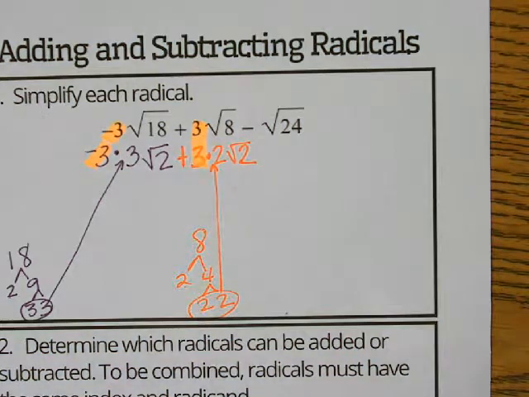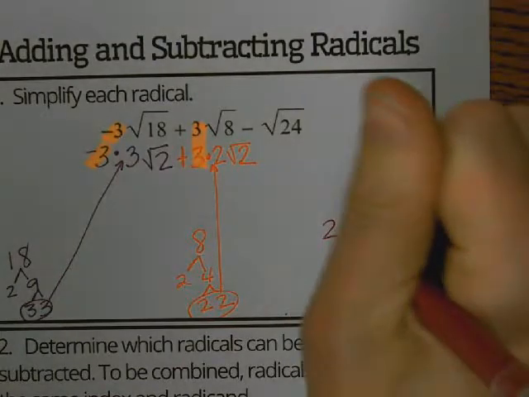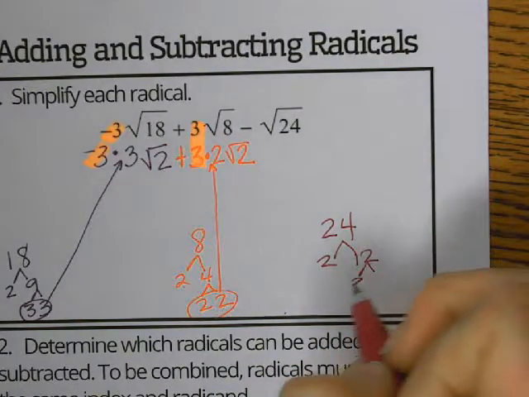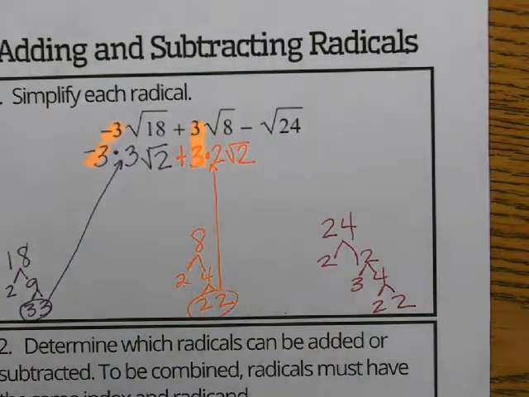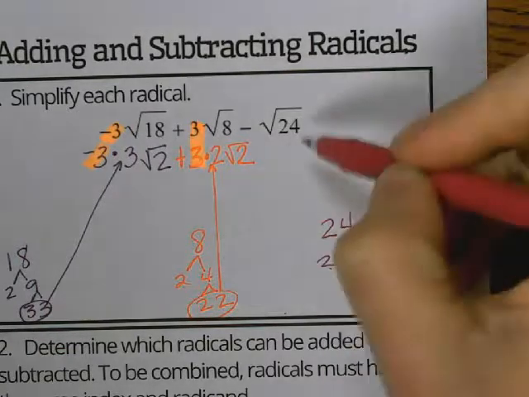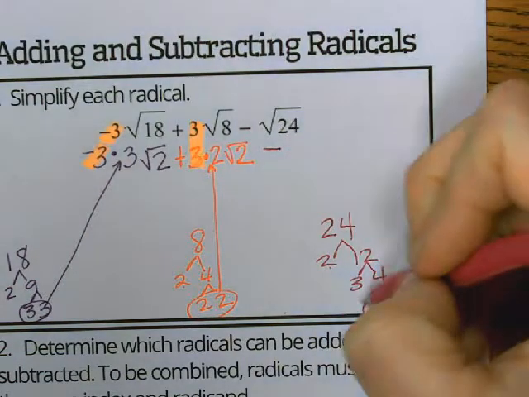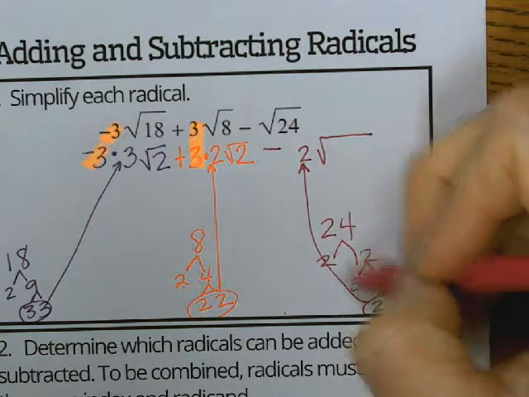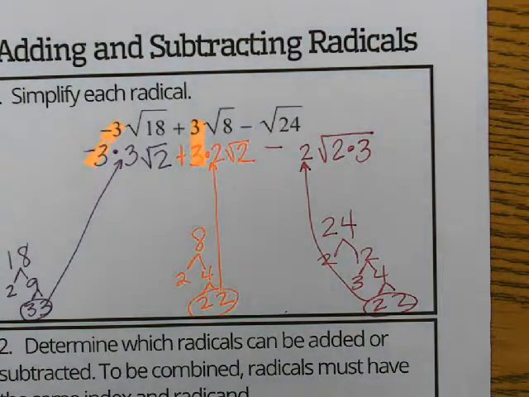Alright, and now lastly, let's talk about that square root of 24. So we do our factor tree for 24, and that's 2 and 12, 12 is 3 and 4, and 4 is 2 and 2. So on 24 we've got one pair with 2 and 3 left underneath. So this is minus, and this 2 comes out, 2 square root of, and then this is 2 times 3 underneath, which is really 2 square root of 6.